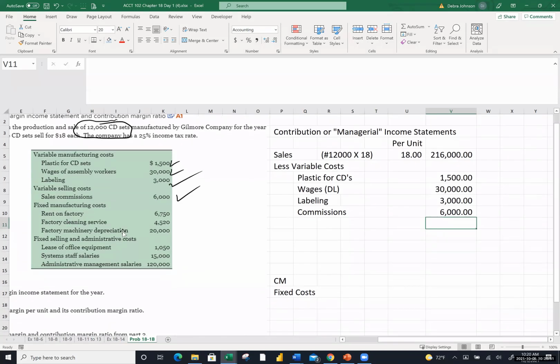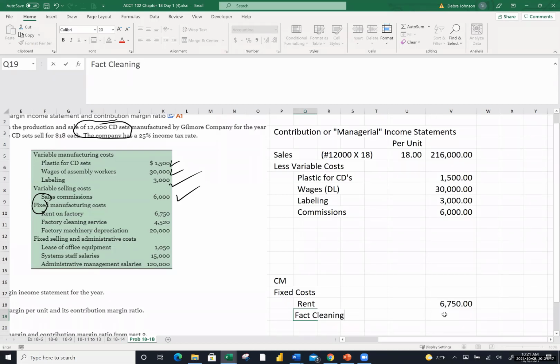Okay, fixed manufacturing costs. By definition, these are fixed. That means they don't change over the relevant range. So I'm going to come down here and we don't have to worry about per unit. They're fixed. So the rent is $67.50. The factory cleaning service, they've called it a fixed cost. Doesn't matter how many units they produce, their cleaning crew comes in and they clean up for a fixed rate.